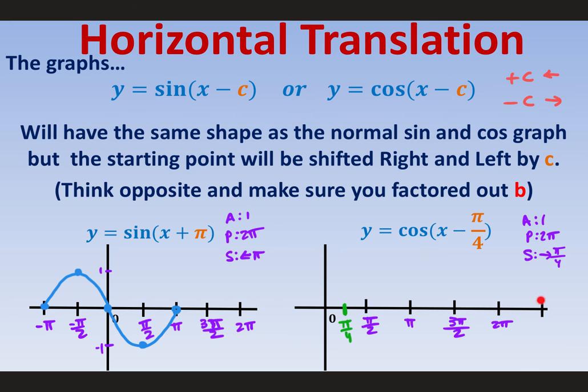Well, because I extended to the right, I need to go one more tick mark over. Each one of those is pi over 2. So 1, 2, 3, 4. This is 5 pi over 2. Now, I'm going to plot my points. And like I said, they're all going to be in-betweens.